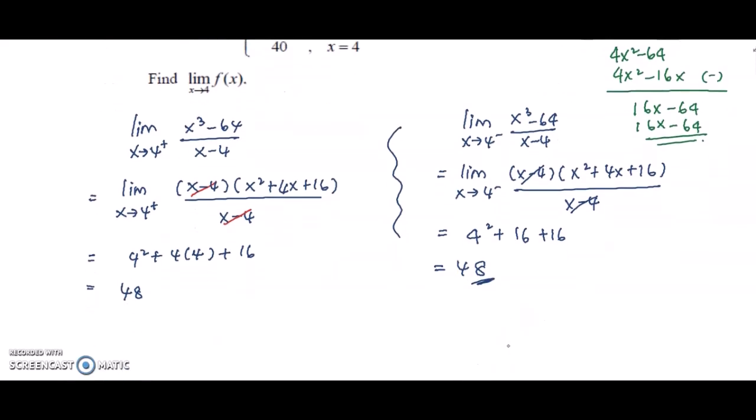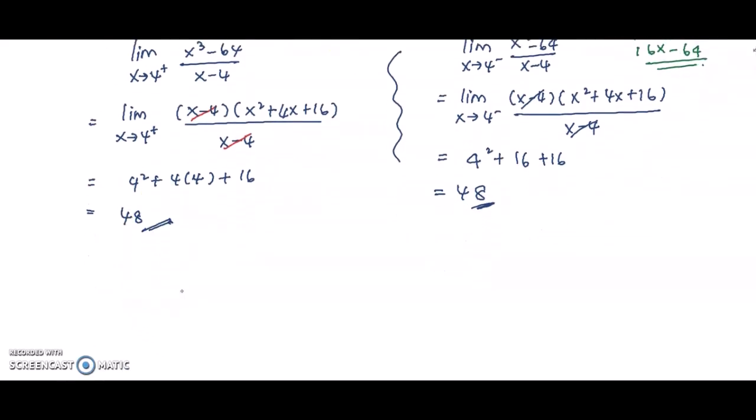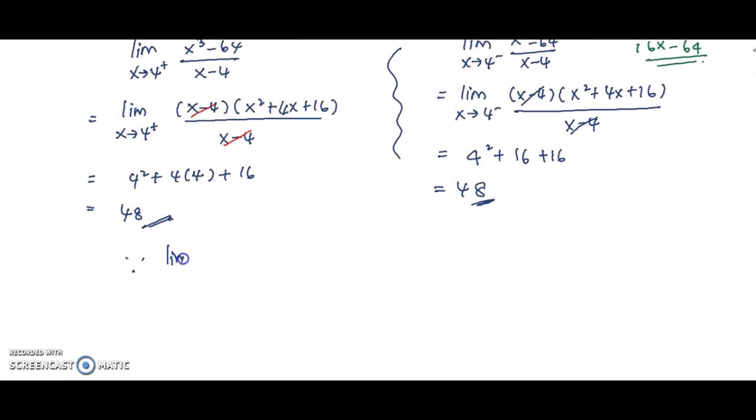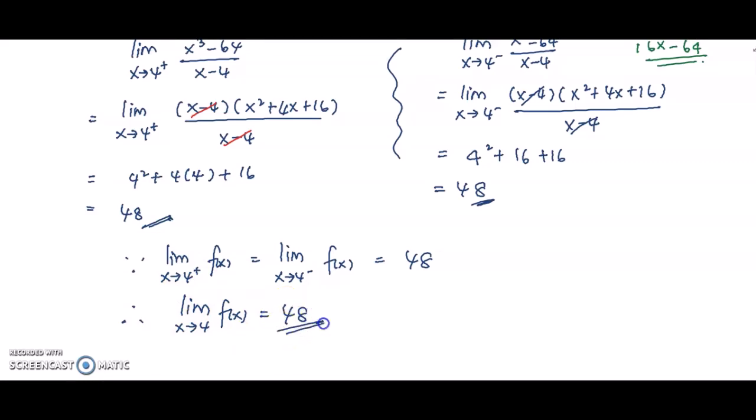Once you have the right-hand limit and left-hand limit, you can make a conclusion. Since the limit when x approaches 4 positive is equal to the limit when x approaches 4 negative, both equal to 48, then we say that the limit when x approaches 4, that is a two-sided limit, equals 48. When you have a piecewise function, you must show the right-hand limit is equal to the left-hand limit. Only then can you say that your two-sided limit, as x approaches 4, exists, and it equals the value given by the right-hand limit and left-hand limit.